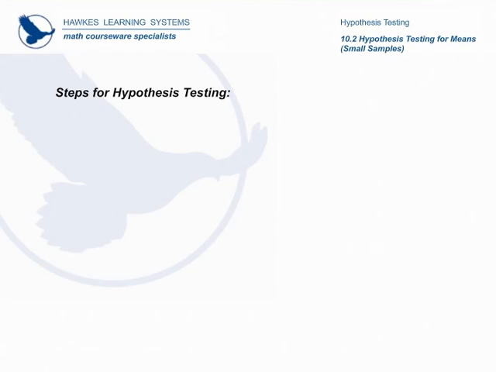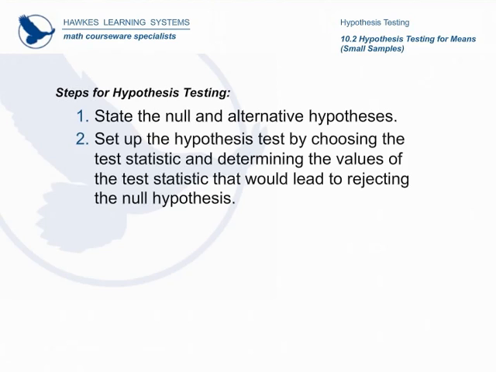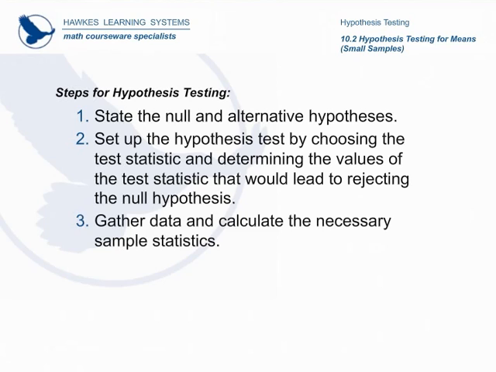So now, once again, let's take a look at the steps for hypothesis testing. Number 1, state the null and alternative hypothesis. Number 2, set up the hypothesis test by choosing the test statistic and determining the values of the test statistic that would lead to rejecting the null hypothesis. Number 3, gather data and calculate the necessary sample statistics. And lastly, draw a conclusion. What have you decided? What have you concluded? What has been your interpretation?